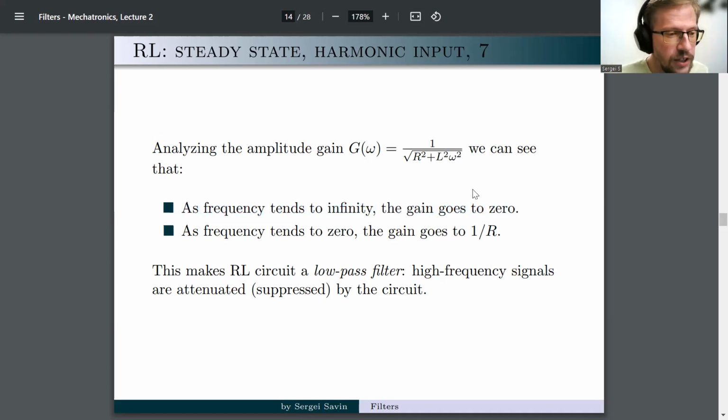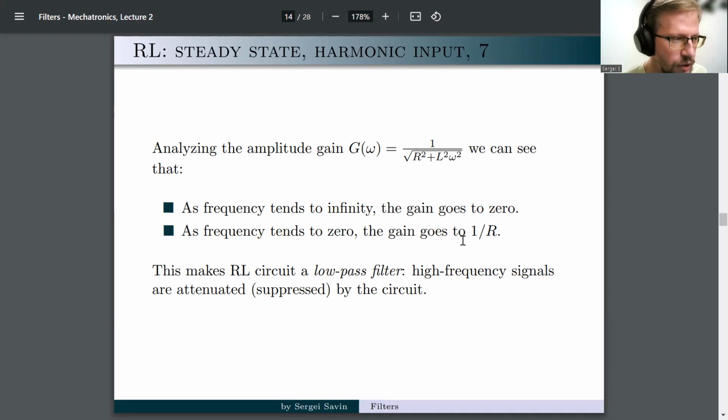So in many ways, the inductor makes this filter act like this physical system that we just described, like a system with mass. Any questions about this so far? Okay.